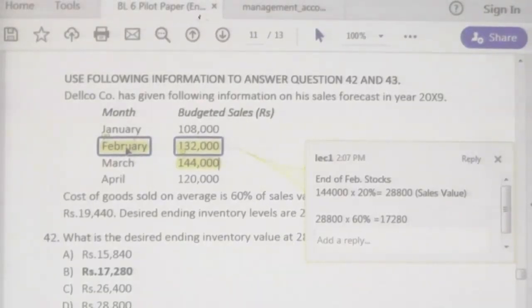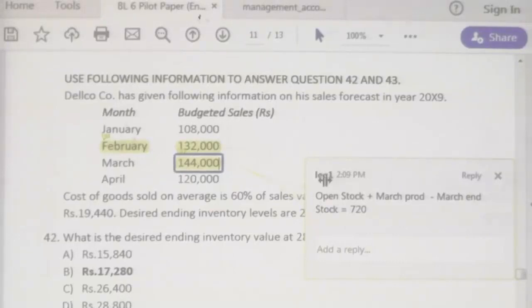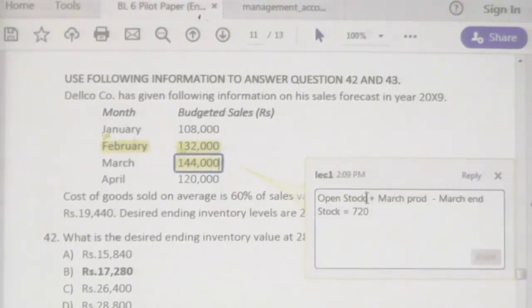Now March sales requirement 144,000. Divide by 200. That is 720. Now March sales requirement in quantity is 720. 20% out of March sales requirement will be February end stock. Therefore, February end stock will be 144 units. That February end stock will be the March beginning stock, 144.